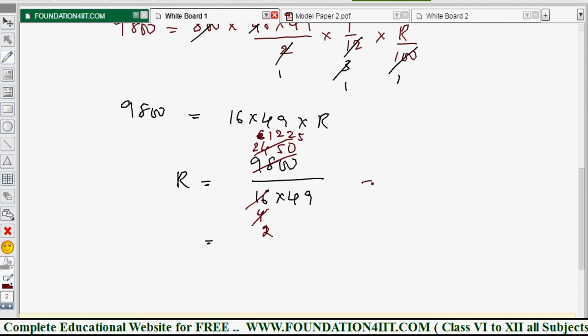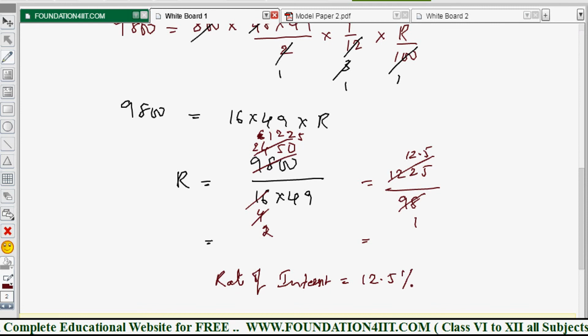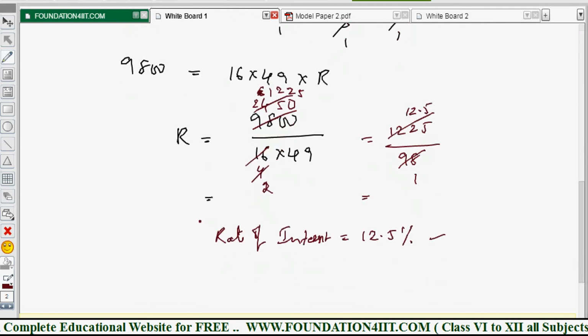Then finally 1225 by 2 into 49, so that is 98, right? Then this is 98 ones and this is 12.5. Do the division of both. Therefore the rate of interest is equal to 12.5%. Fine, so this is the rate of interest for this question.